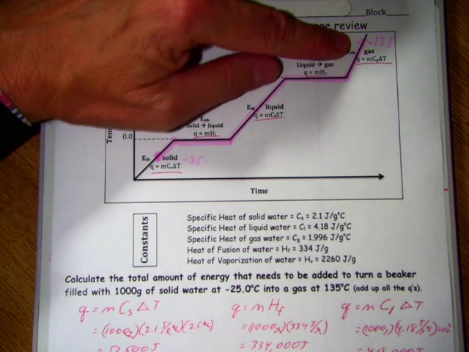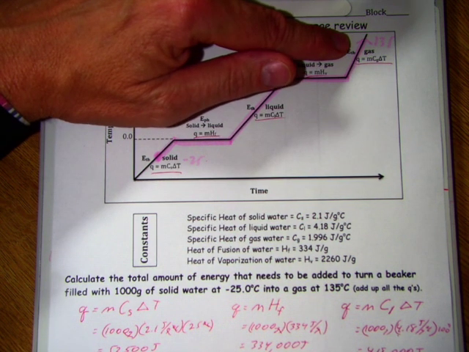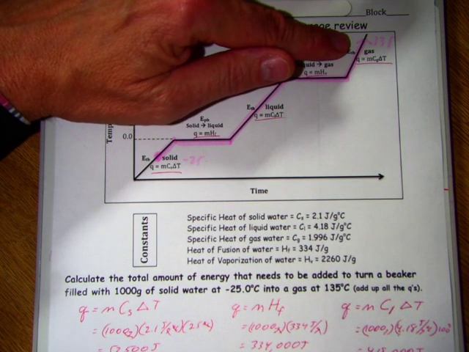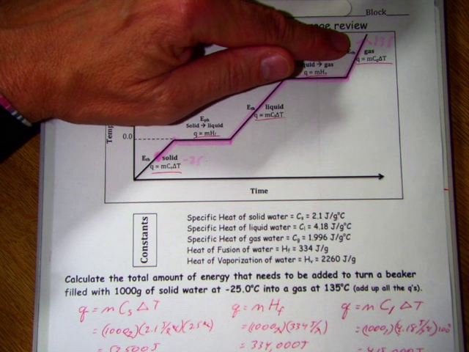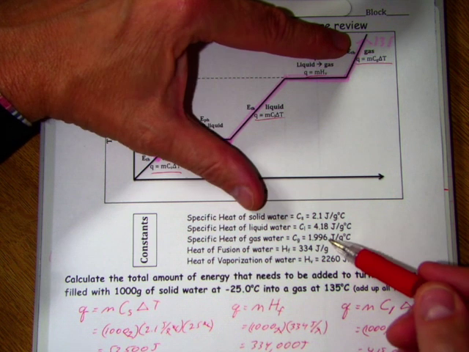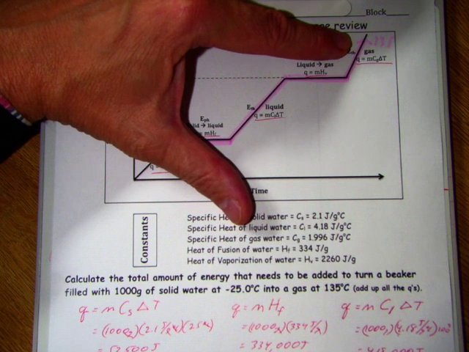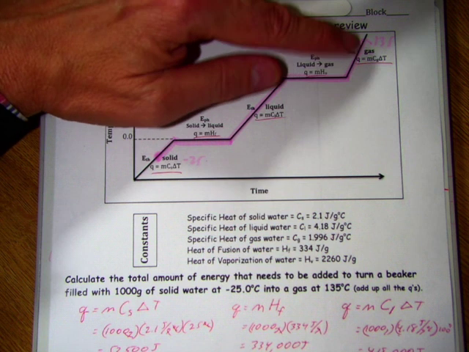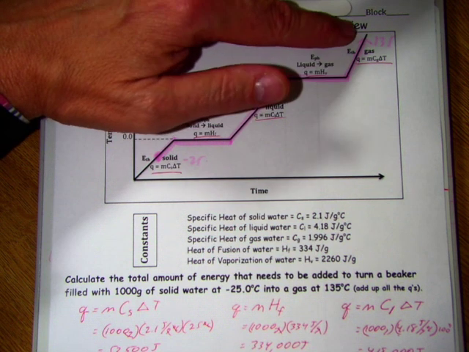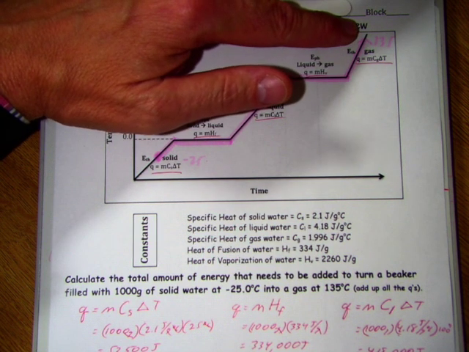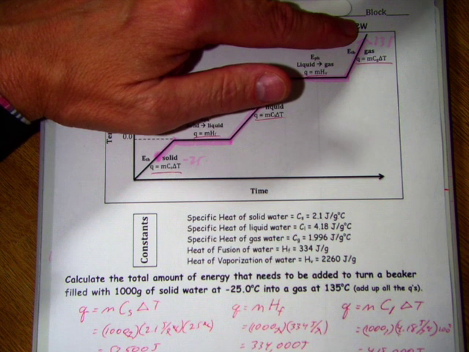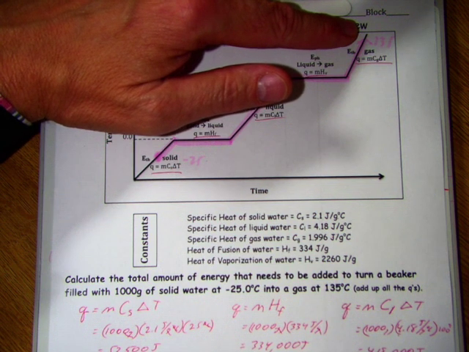The last section here is where we heated the gas. Same equation, but in this case, the gas constant, the gas heat capacity times temperature change. So it's the same 1,000 grams. The heat capacity for gas is 1.996. For ease, I'll put 2. And the temperature change, well, it says it went up to 135, so 100 to 135 is a 35 degrees Celsius change. So it's 2 times 35 is 70, times 1,000 is 70,000 joules.